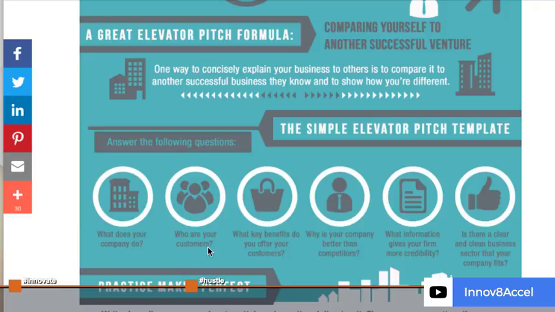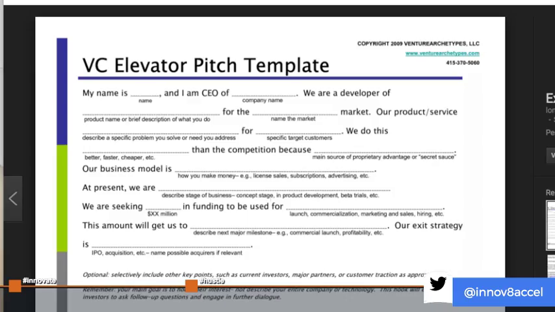What does your company do? Who are your customers? What are the key benefits that you're offering to your customers? What makes you better than your competitors? What information gives your firm credibility? And then really, is there a clear sector that you're after here? What's the niche market that you're going against? This is really good. This will get you to about a minute and 15 seconds to 2 minutes. You don't want to go any more than that, and this is a great tool to actually move forward with creating the elevator pitch.